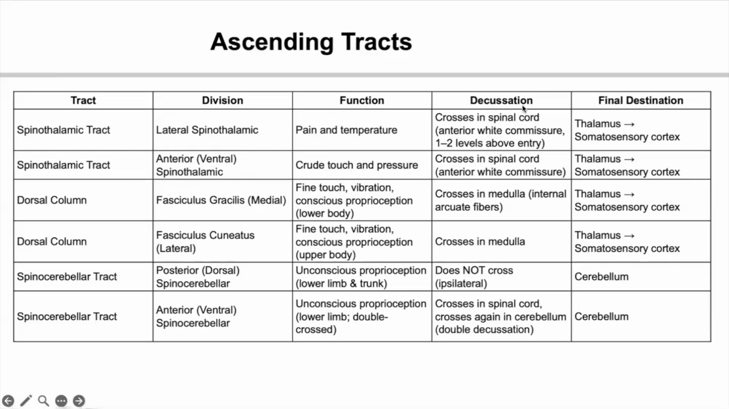Decussation, where do they cross? Both of them actually cross in the anterior white commissure of the spinal cord. So basically, they enter from the posterior end or dorsal part, and they cross the spinal cord, and then the final destination is the thalamus, and then it goes to the somatosensory cortex. So again, the spinothalamic tract consists of the anterolateral system, which passes up the anterior and lateral columns of the spinal cord.